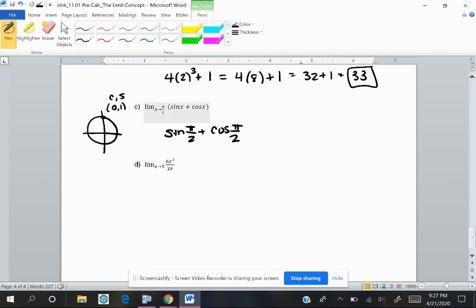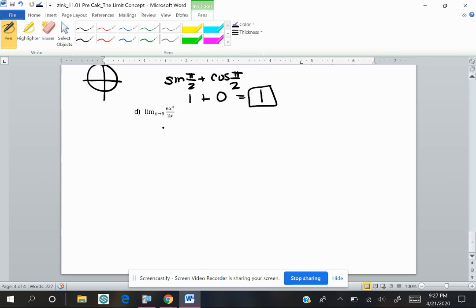All right, so you should have found that the sine of pi over 2 is 1, and the cosine over here is 0. So 1 would be your final answer. So as x approaches pi over 2 of sine x plus cosine x, it would give you 1. And the last one, you should have substituted in your 5 everywhere you see an x. So we get 6 times 25 over 10, which should have given you 15 for your final answer.